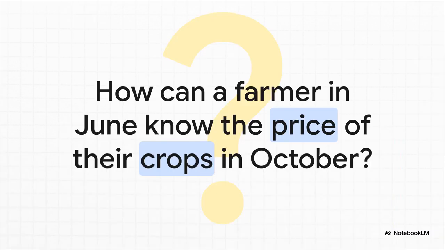Okay, so picture this. You're a farmer, it's June, your fields are looking great, full of soybeans that you're going to harvest and sell in October. The problem? You have absolutely no idea what the price of soybeans will be in 4 months. What if it crashes? All your hard work could be for nothing. So what do you do? How do you deal with that kind of uncertainty?